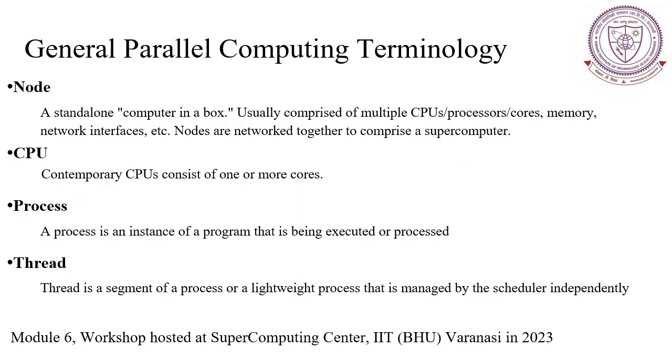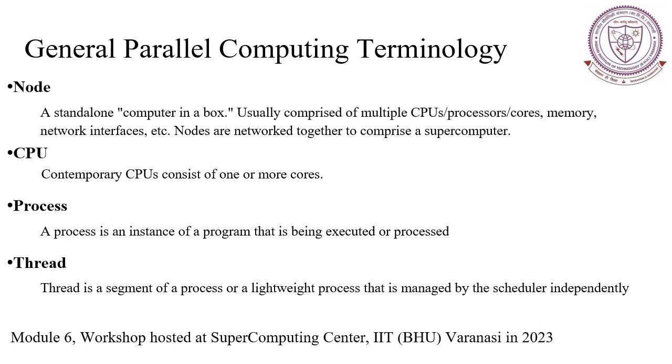So these are some more terminology. Let's go one by one. Node. A node is a standalone computer in a box. It is usually comprised of multiple CPUs, processors, cores, memory, and network interfaces. Nodes are networked together to comprise a supercomputer. Now CPU. A contemporary CPU consists of one or more cores.